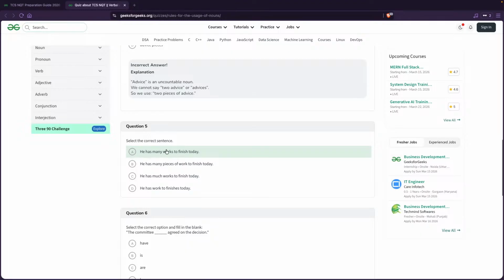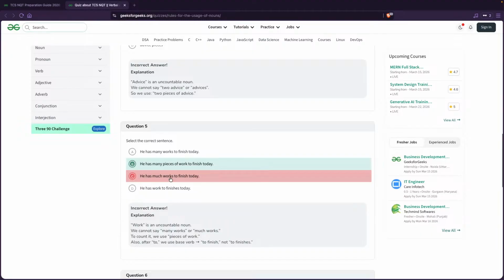Select the correct sentence. He has many works to finish today. He has many pieces of work to finish today. He has much work to finish today. He has work to finish today. He has many work. He has many pieces of work. He has much work to finish.